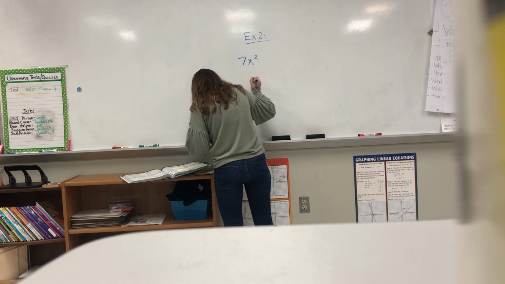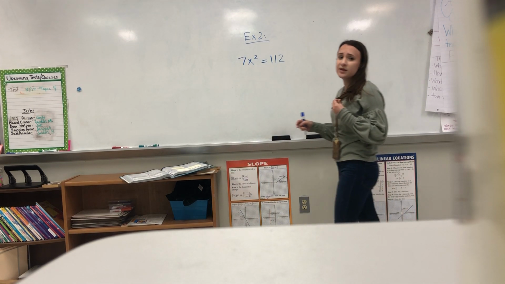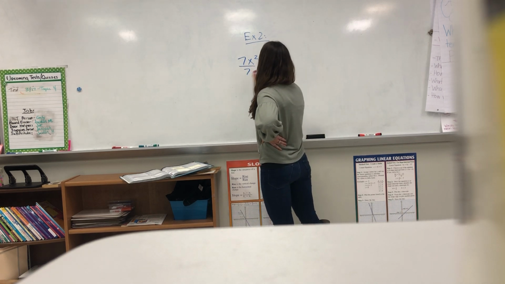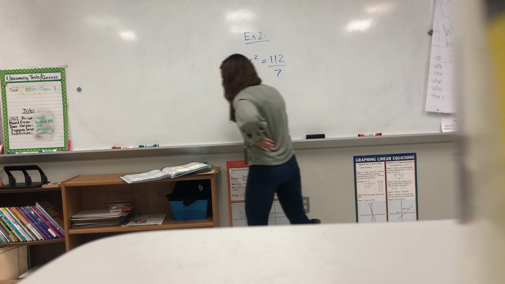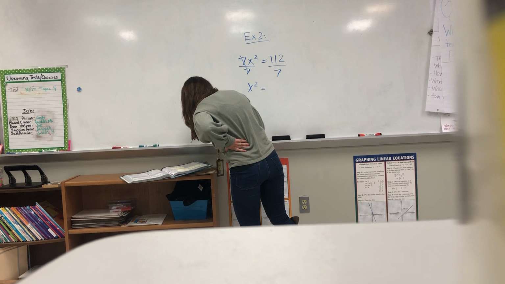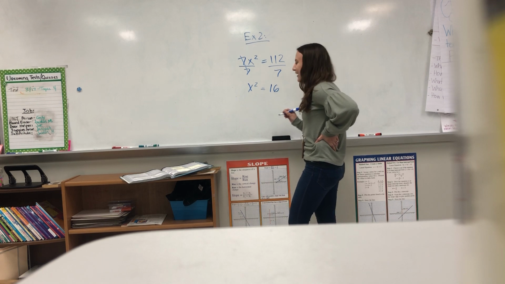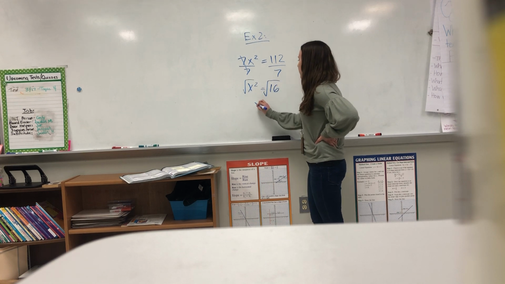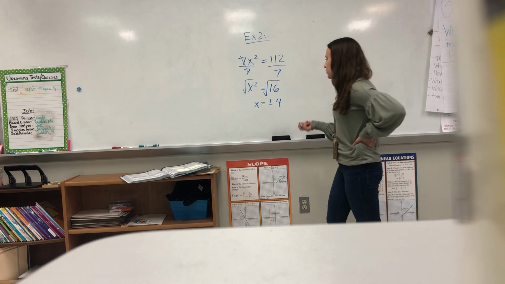7x squared equals 112. So the first step for this is we need to get rid of the 7. So this says 7 times x squared, so we're going to divide by 7 on both sides. Divide by 7, divide by 7. That gets us x squared equals 16. Sorry about that. I don't have a calculator on me. All right. Next step, we're going to square root both sides. x equals plus or minus 4. Remember the plus or minus, that's really important. There's 2 solutions for this.